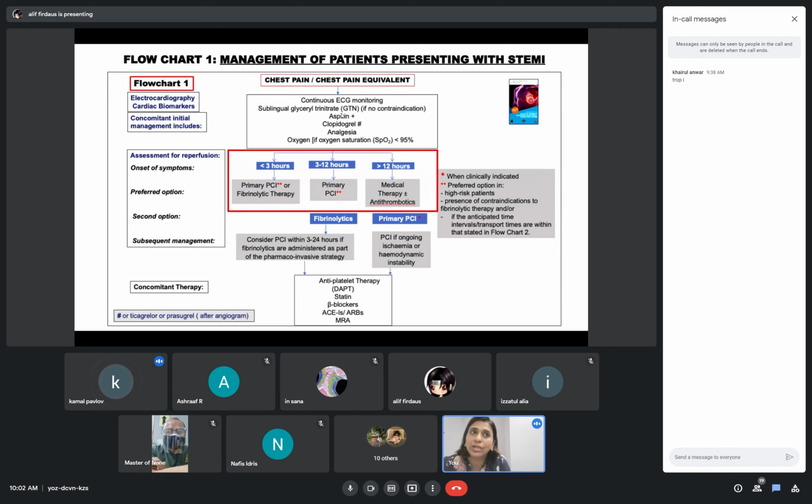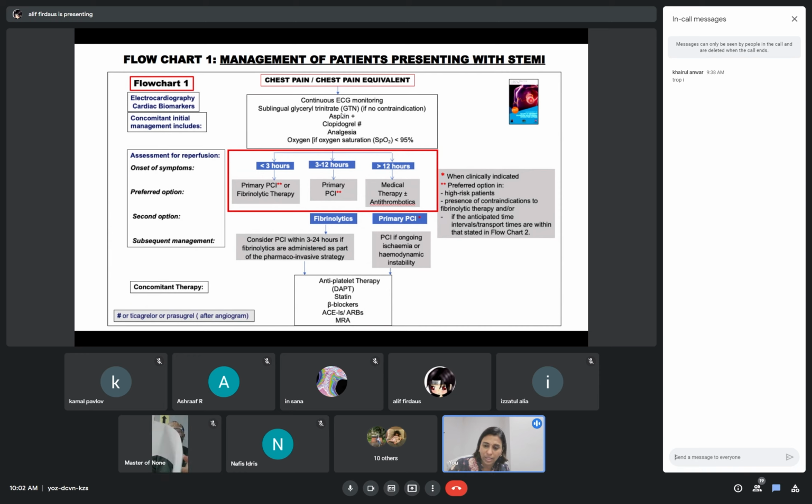So please, bila order ubat tu, beritahu MA kita dengan clear order. I want a crushed aspirin 300 mg. No shortcut for it. It's a crush means memang kena tumbuk bagi pada patient. Clopidogrel, is in a tablet form.